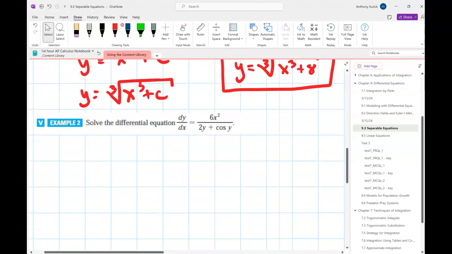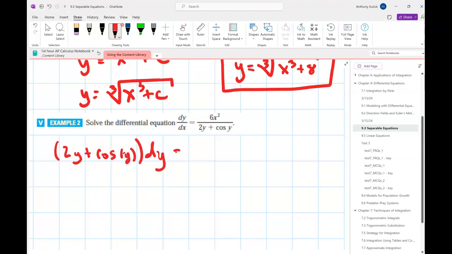Let's take a look at this yucky looking guy. What are we going to do here? Yeah. So I'll have 2y plus cosine y dy equals 6x squared dx. Cool with the separation?